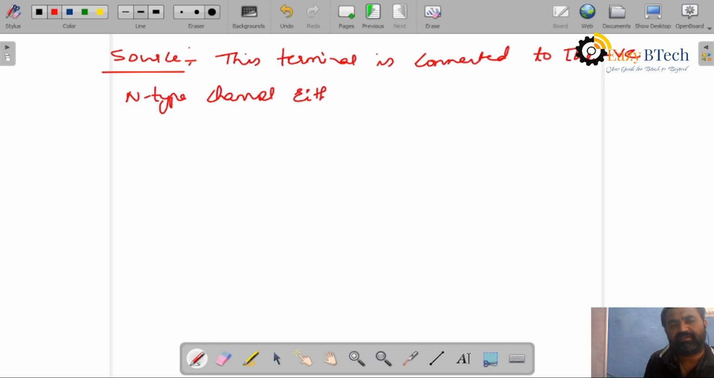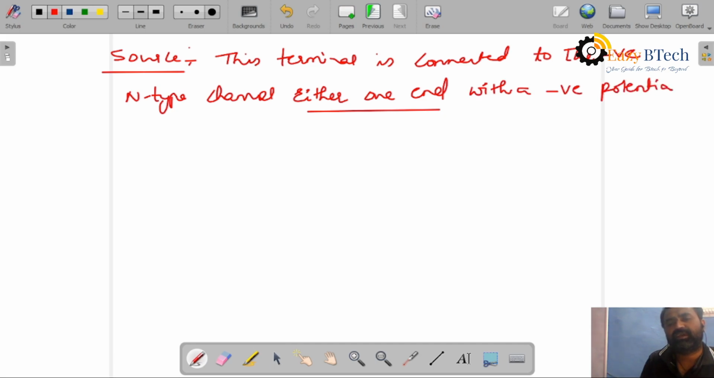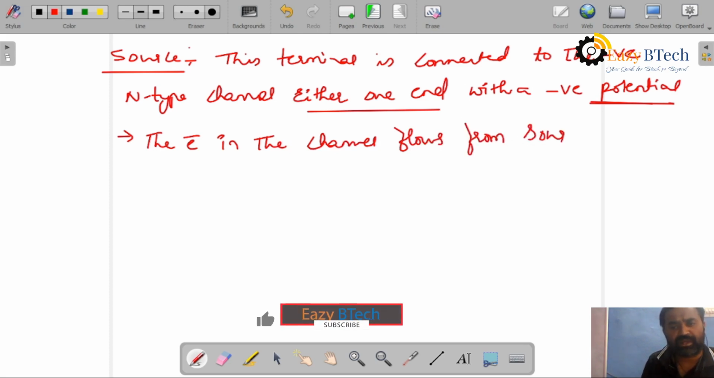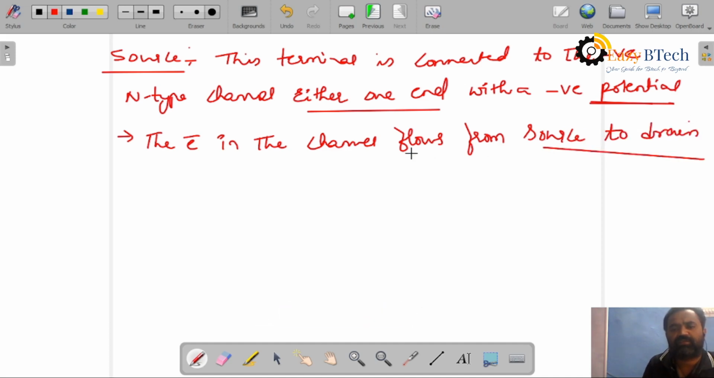at one end with a negative potential. Next, the electrons in the channel flow from source to drain. Remember, the flow of charge carriers is always from source to drain.